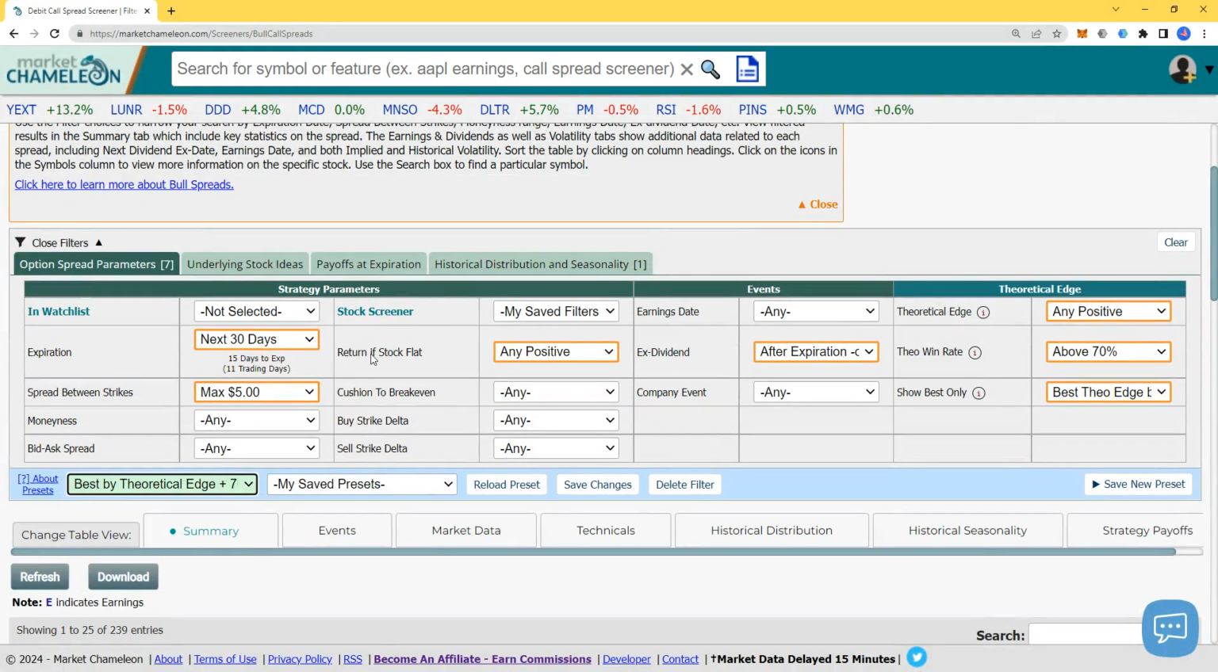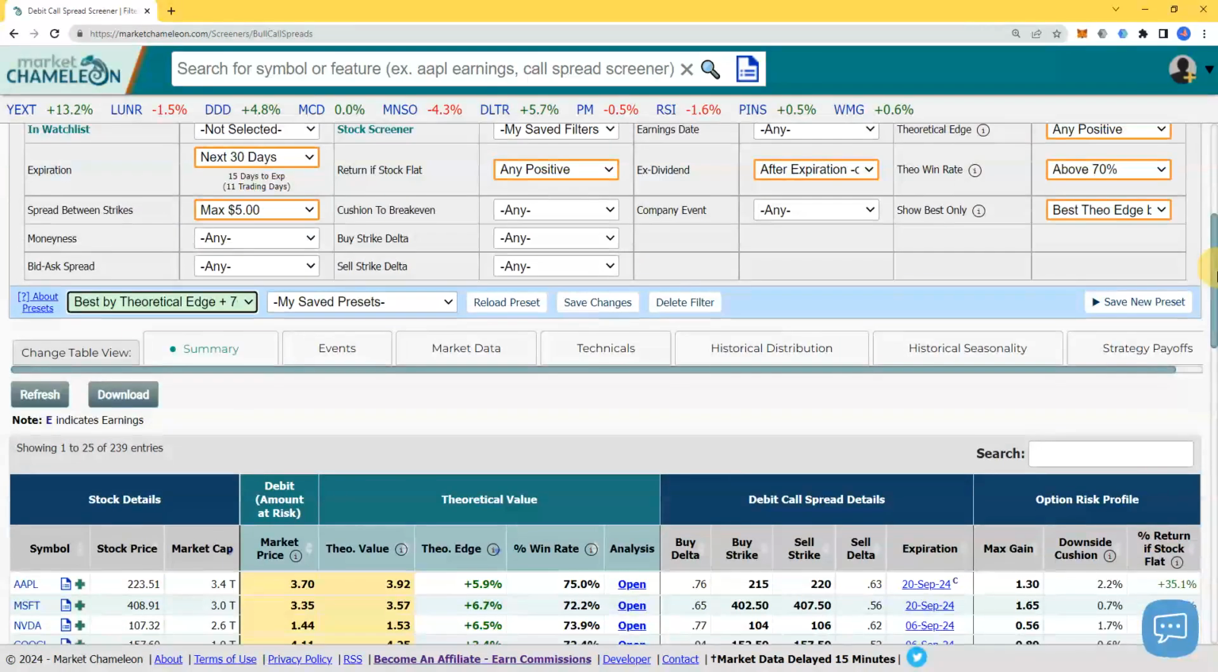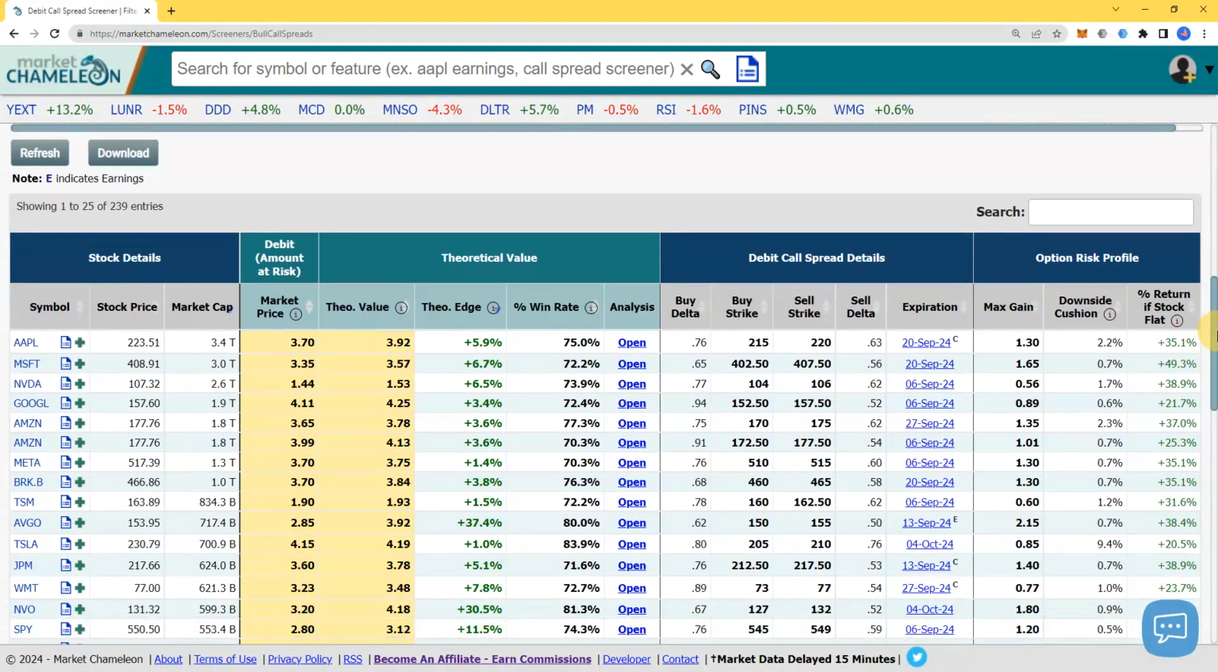And we're going to see the filters. Next 30 days, $5 spread, any positive if the stock is flat, so that's good. Dividend after expiration, and those 3 are important. Theoretical edge, any positive. Theoretical win rate over 70%, and show best by theoretical edge. Okay. So let's see, we got Apple, Microsoft, Nvidia, Google, Amazon, Meta, all the good stuff, as they say, all the good stuff.